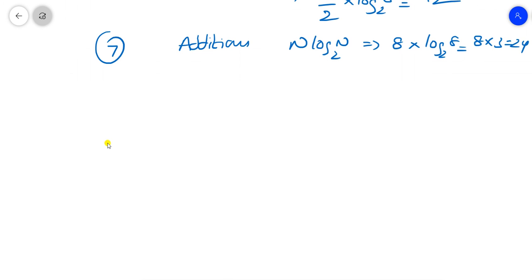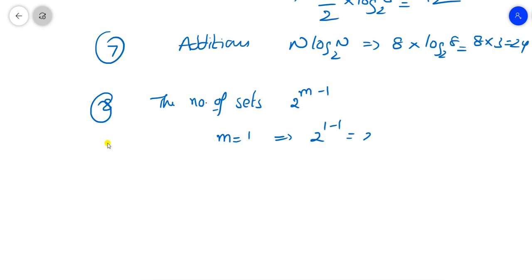Step 8 is the number of sets or sections, given by 2 to the power of m minus 1, that is the number of sets of butterflies in each stage. Here m is the stage index. We have 3 stages. If m is equal to 1, the number of sets in stage 1 is 2 power 1 minus 1, which is 2 power 0, that is 1. Only one set. If m is equal to 2, 2 power 2 minus 1 is 2 sets. If m is equal to 3, 2 power 3 minus 1 is 4 sets.